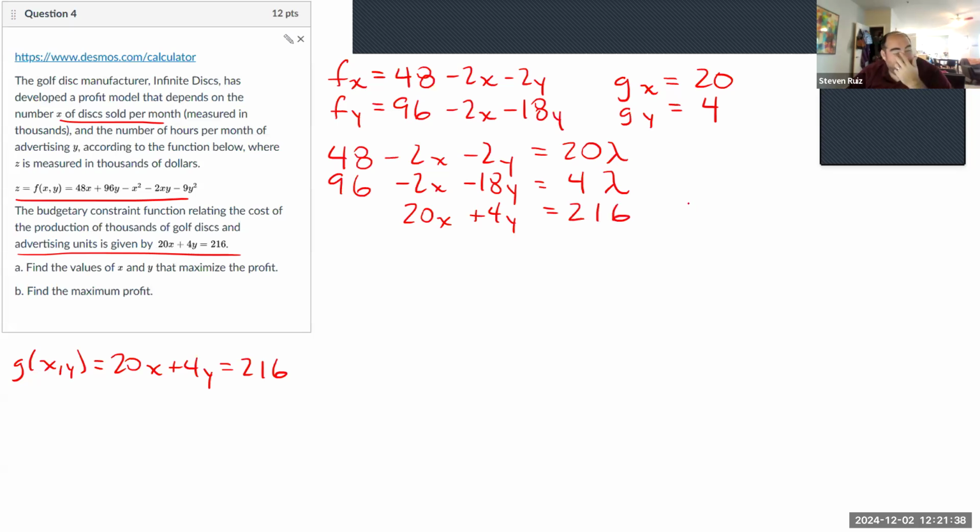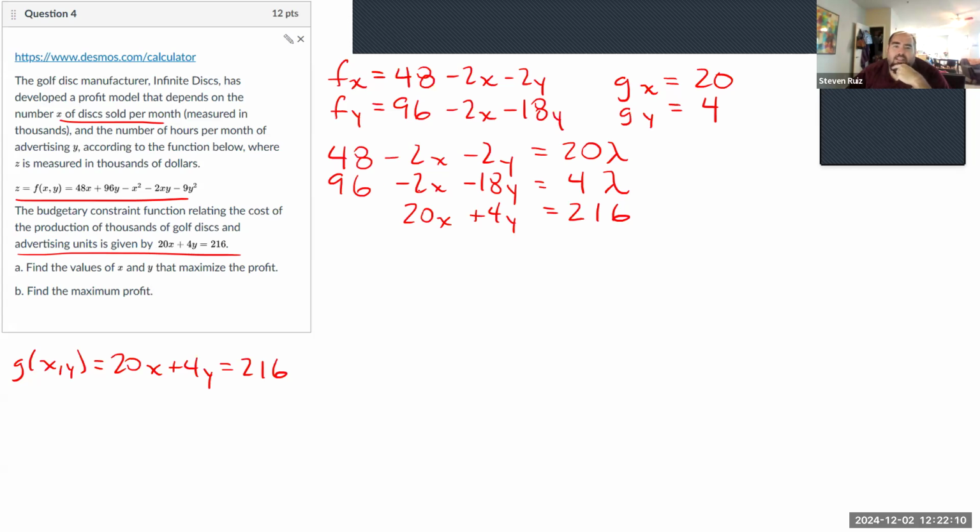But really, I don't care what the value of lambda is. It's kind of a means to an end. We usually don't find out what the value of it is. We usually just use it to solve the system. So here's what I'm going to do. I'm going to use the lambda to put the top 2 equations together. This top left expression equals 20 lambda. This middle expression equals 4 lambda.